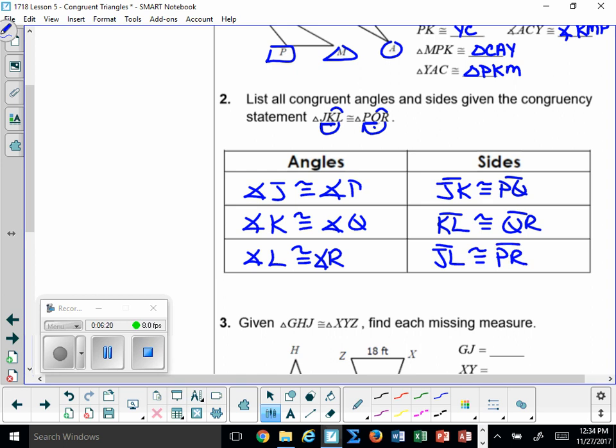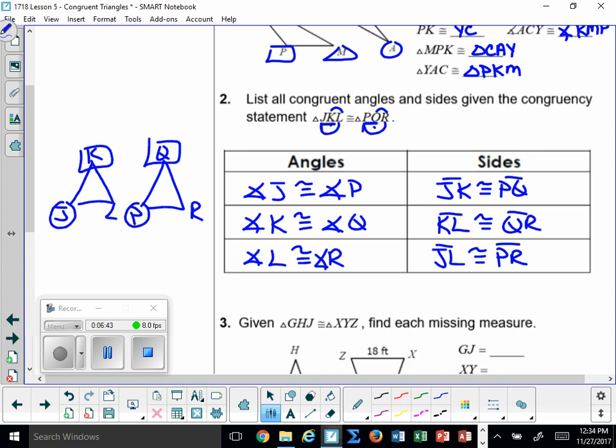So I did that just using my congruency statement and matching the order or placement of each of the letters or vertices. If that's not easy for you, then I strongly encourage you to just draw a little sketch. J, K, L, P, Q, R, J to P, K to Q, and use your sketch to help you match it up.